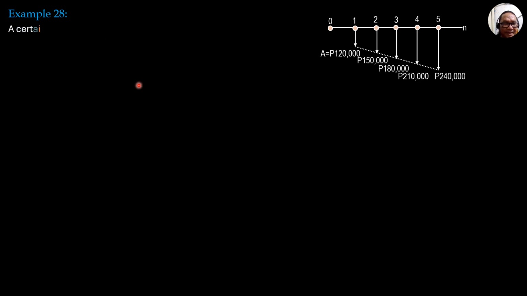So we now apply the formulas that we have just derived for uniform arithmetic gradient and geometric gradient. So for the first example, 28, this is the problem.